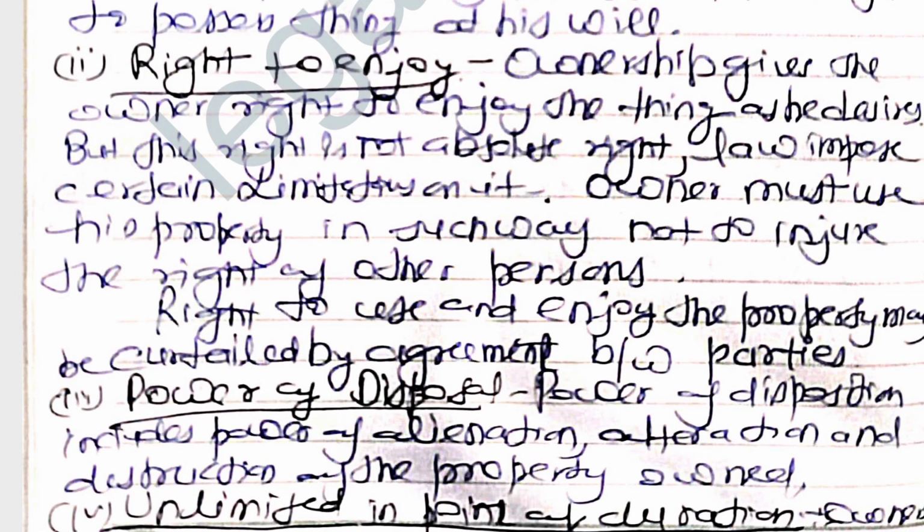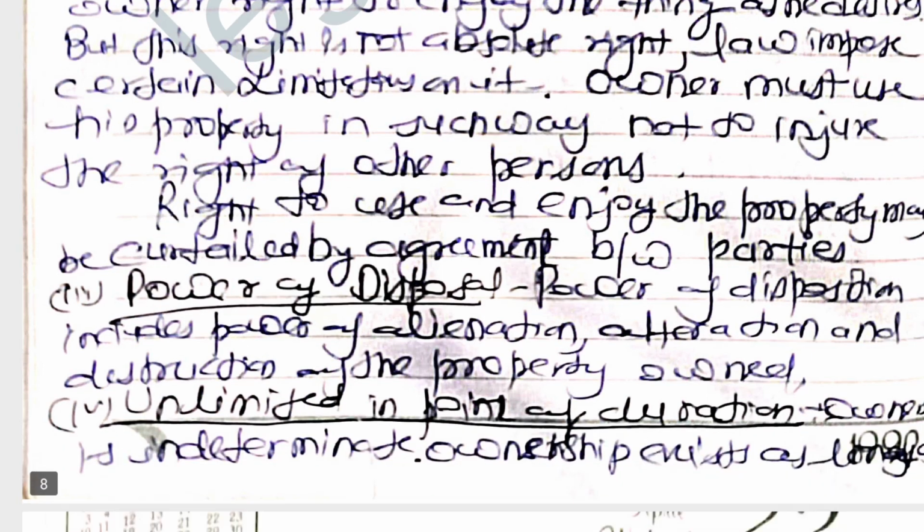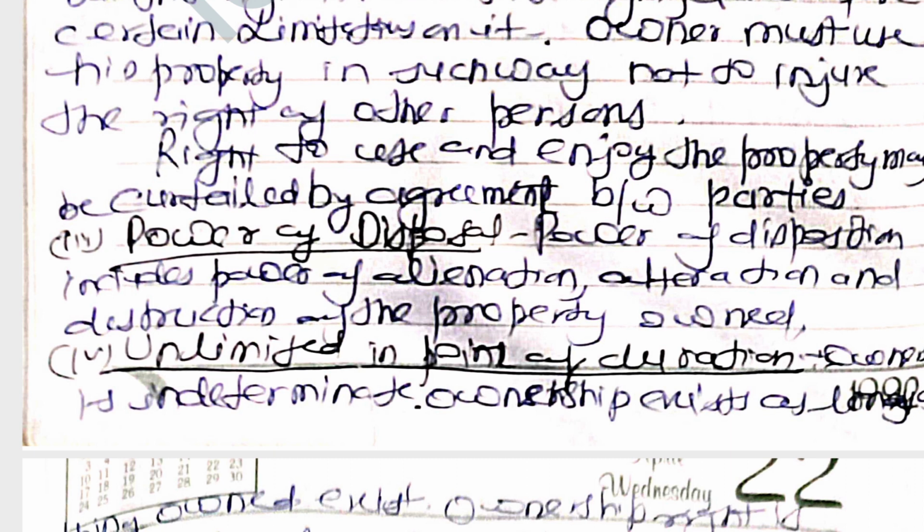And the second essential characteristic of ownership is the right to enjoy. Ownership gives the owner the right to enjoy the thing as he desires. But this right is not an absolute right, and law imposes certain limitations on this right also. He must use his property in such a way as not to injure the rights of other persons. And the right to use and enjoy the property may be curtailed by agreement between the parties.